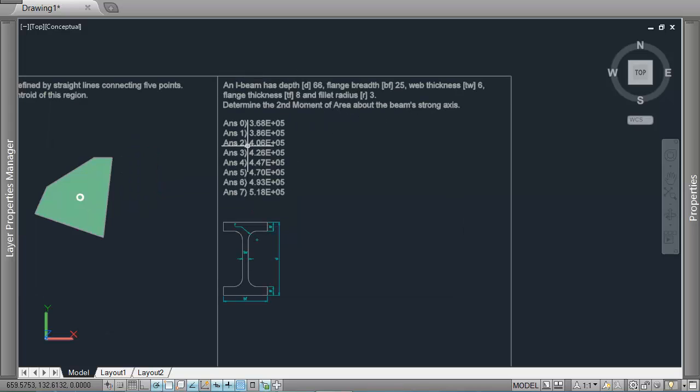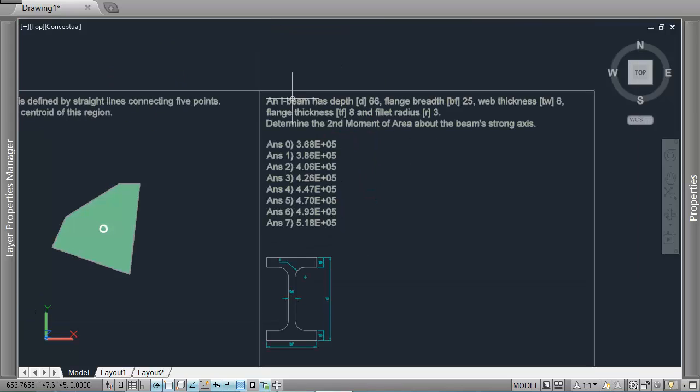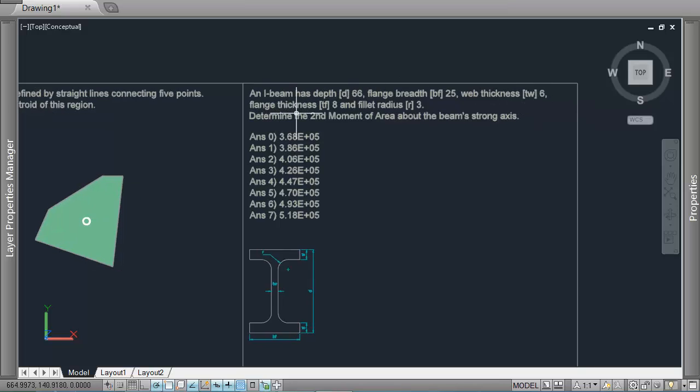Okay, an I-beam. So an I-beam is a beam which looks like this. An I-beam has depth 66, flange breadth 25, web thickness 6, flange thickness 8, and fillet radius 3. Determine the second moment of area about the beam's strong axis.